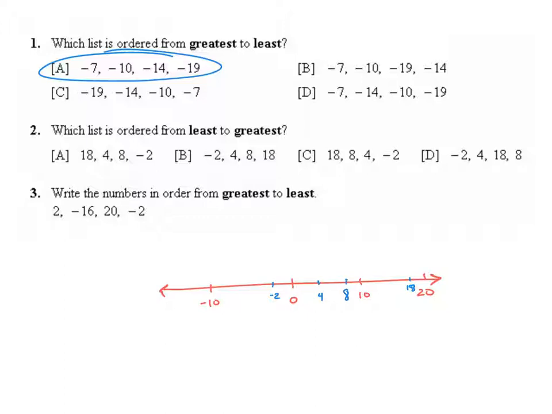So what we're looking for is least to greatest, so we want to go from left to right. So our least one is -2, then 4, then 8, and then 18. That looks like that's choice B.